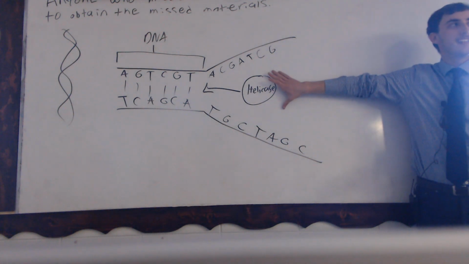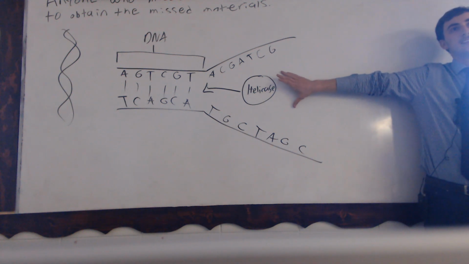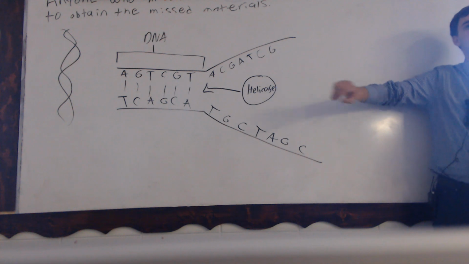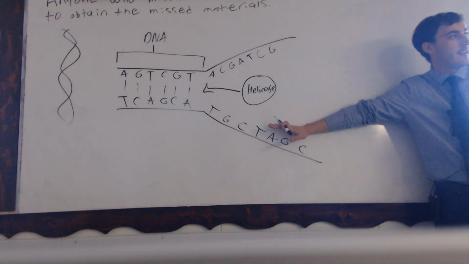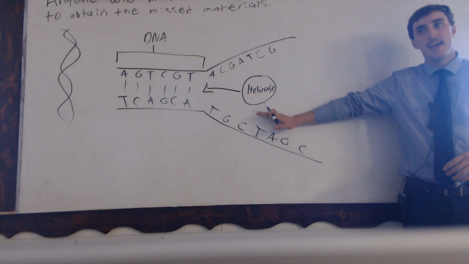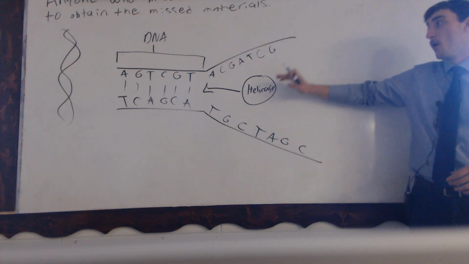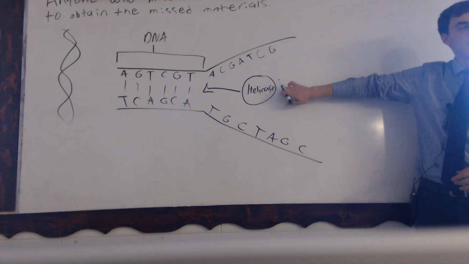Okay, so we have the helicase. Is everybody tracking so far? So now we have a bunch of open-ended DNA, and we want to make two strands, right? What's the enzyme called? Helicase.